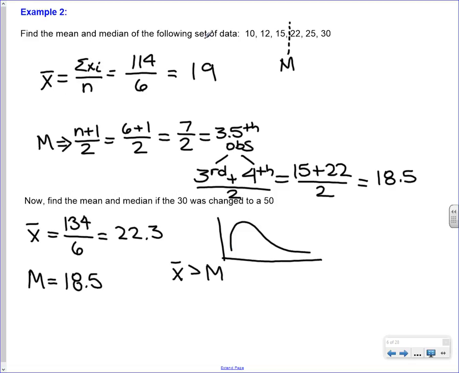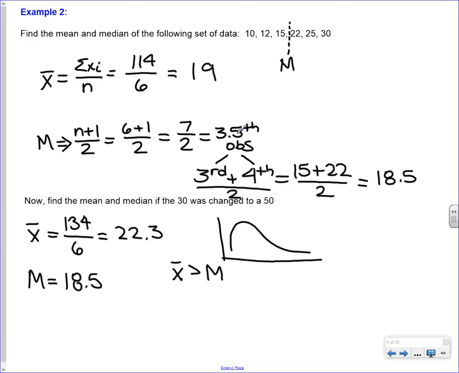So find the mean and median of the following set of data. It's already in order here. To find the mean, we add them all together, divide by n, and we get 19. To find the median, we could do n plus 1 over 2. There's 6 observations here, so 6 plus 1 over 2 gives us 7 over 2, which is 3.5.